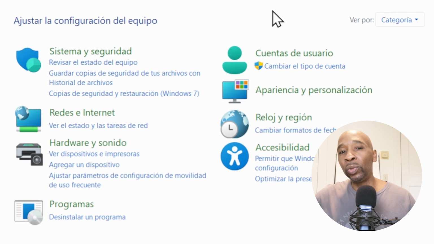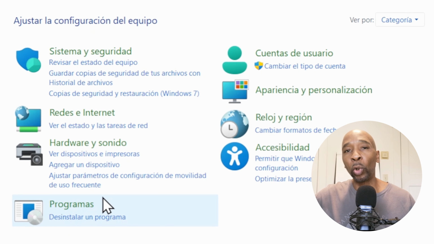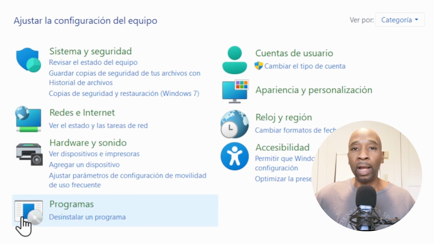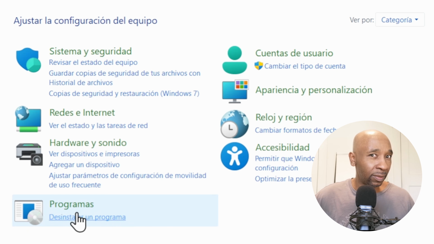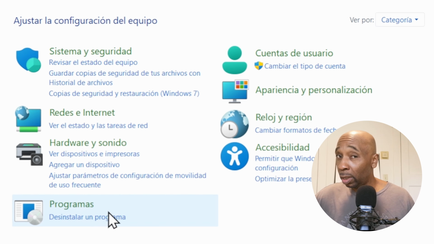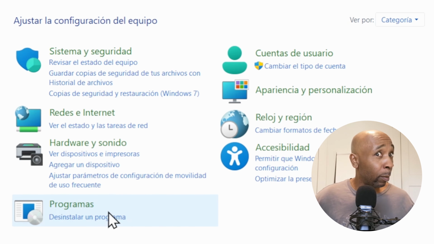Now we come to programas. Programas. Now, look at the icon. Okay? And look at the word. What English word do you see in there? And it kind of sounds like it. Programas. Give you a hint? Programas. Program.